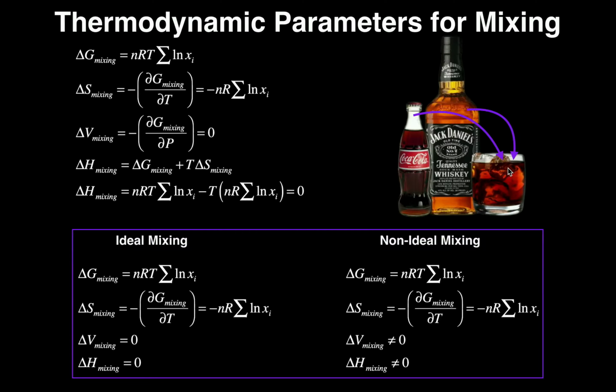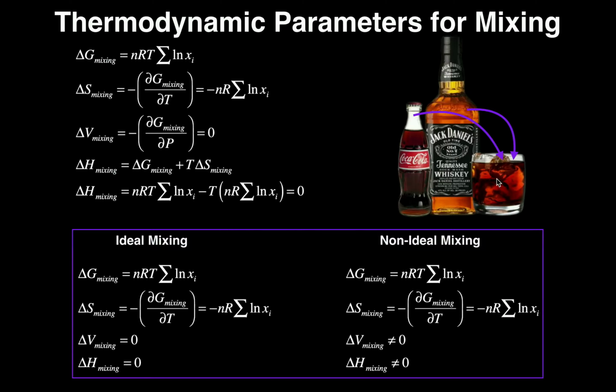And so if you make a Jack and Coke, what you do is you mix some volume of Jack Daniels, and you mix some amount of Coca-Cola. Okay, and it's not necessarily 1-to-1. It could be 2-to-1, 3-to-1, 1.5-to-1, whatever. But you're going to mix some amount of these, and they're going to make a mixture. And we would like to be able to quantify the thermodynamic parameters for that mixing.